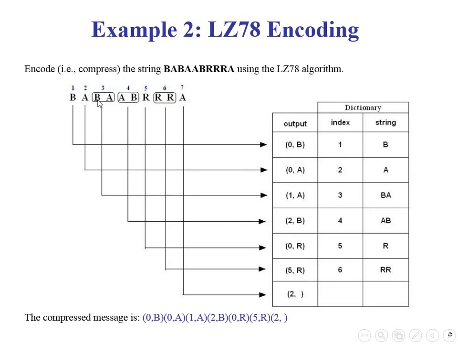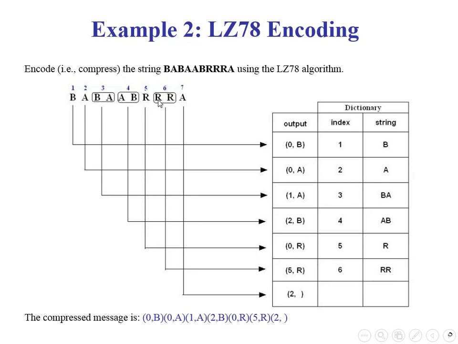Then B is already in the dictionary, BA not in the dictionary, so it is encoded by adding the prefix index, which is 1, and the last character is A. Then continue to A already in the dictionary, AB not in the dictionary, so it will be encoded by adding the prefix index of A, it is 2, and B, 2B. Then R is not in the dictionary, so it will be encoded by 0 and R. There is no prefix to this R.